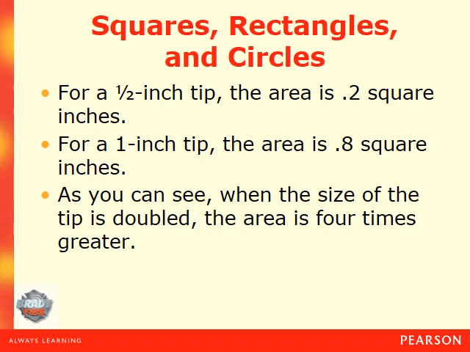Okay, so here's some general knowledge stuff. We understand how they got it, but if you want to commit these numbers to memory, that'll work too. For a 1/2 inch tip, the area is 0.2 square inches. For a 1 inch tip, the area is 0.8 square inches. So as you can see, when the size of the tip is doubled, the area is increased 4 times.